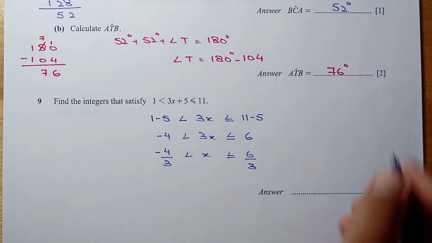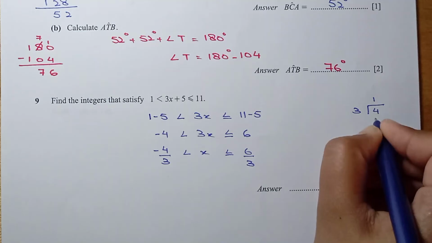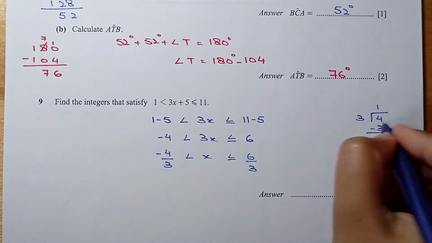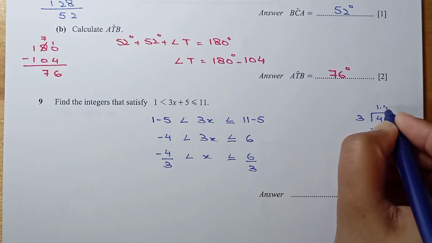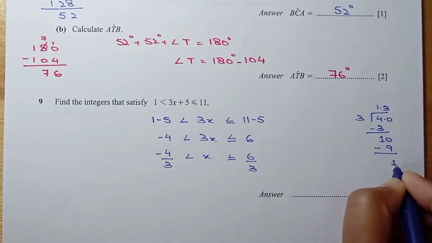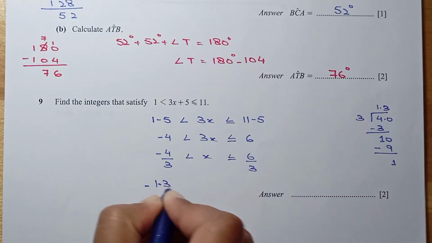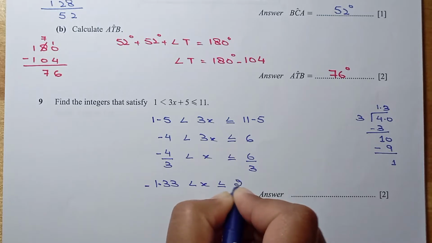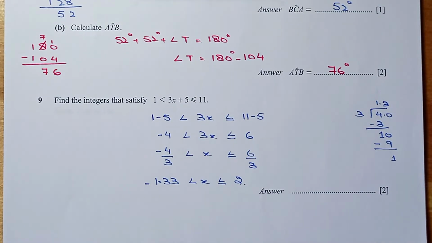So we have 4 by 3. 3 is outside, 4 is inside. 3 times 1 is 3. Subtract, we are left with 1, and we have a decimal 0. Bring the 0 down. 3 times 3 is 9, and then again 1. So this is 1.33. So negative 1.33 is less than x is less than or equal to 3 times 2, which is 6. Now we need to find the integers that satisfy this inequality.